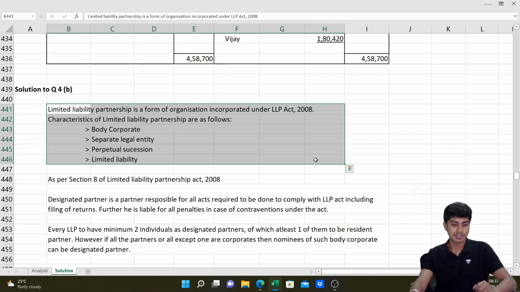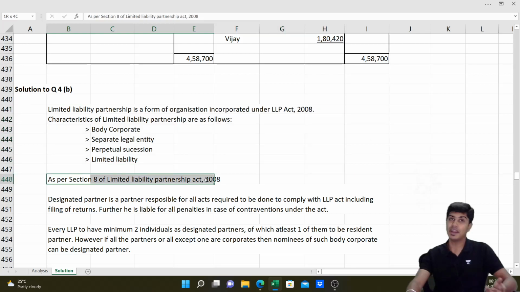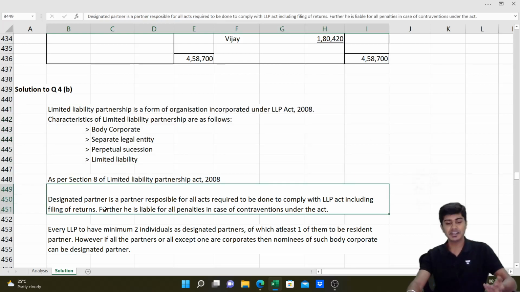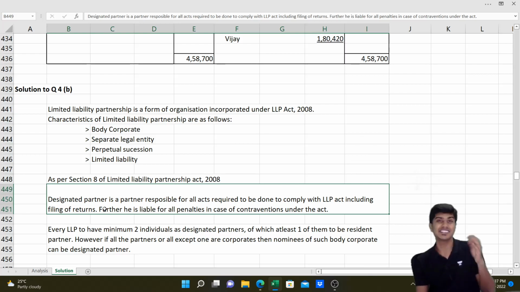As per Section 8 of the Limited Liability Partnership Act 2008, a designated partner is a partner responsible for all the acts to be done to comply with the LLP Act, including filing returns, maintenance of books, everything. Further, he is liable for all penalties and all contraventions under this Act. Every LLP should have two individuals as designated partners. However, if all the partners or all the partners except one is other than an individual, then such body corporate should nominate a person as designated partner.